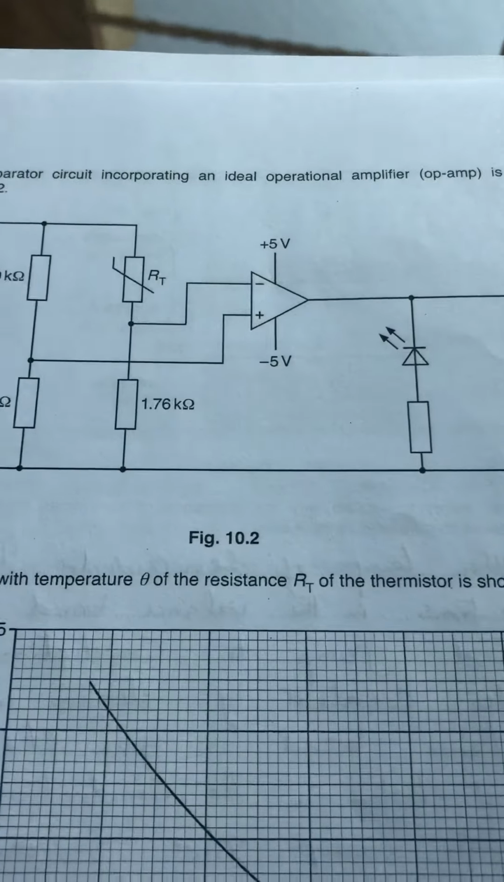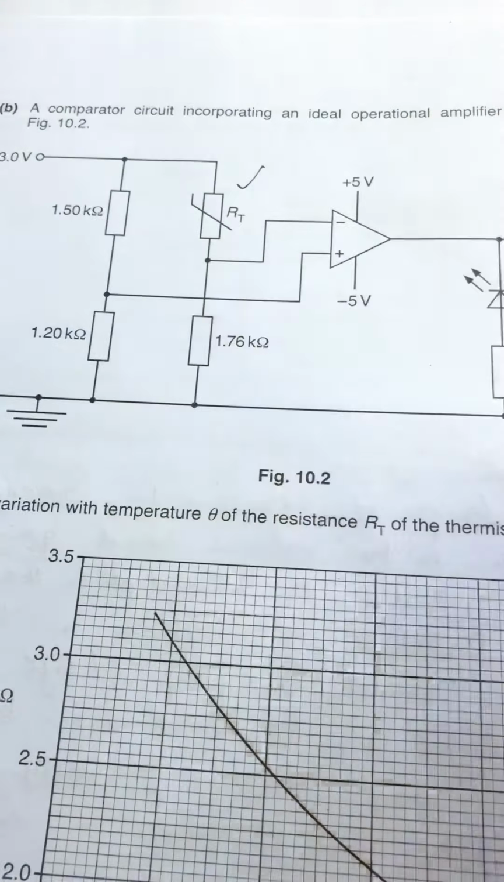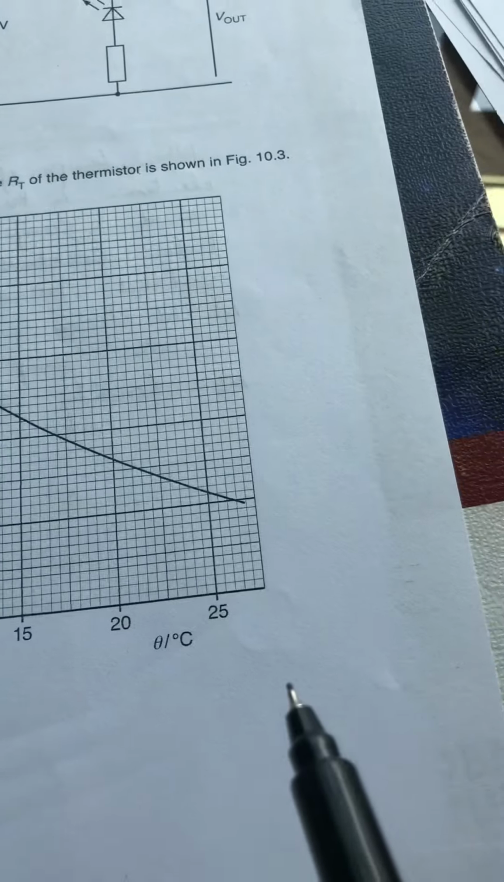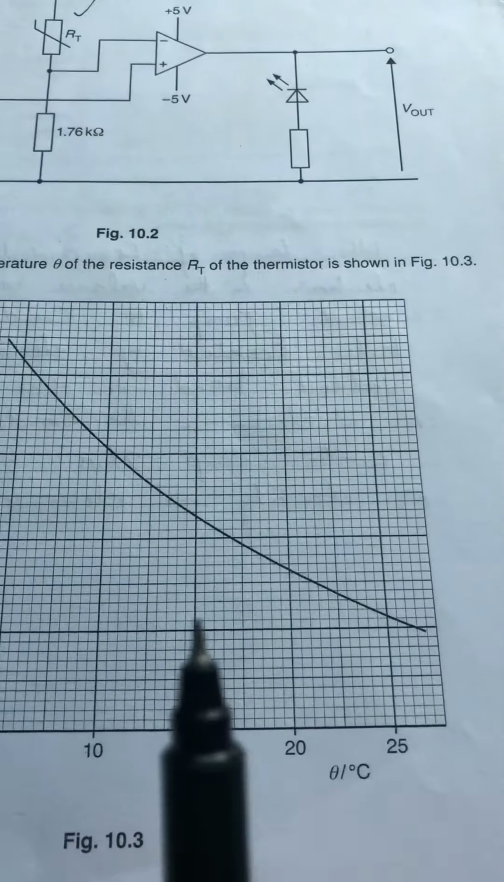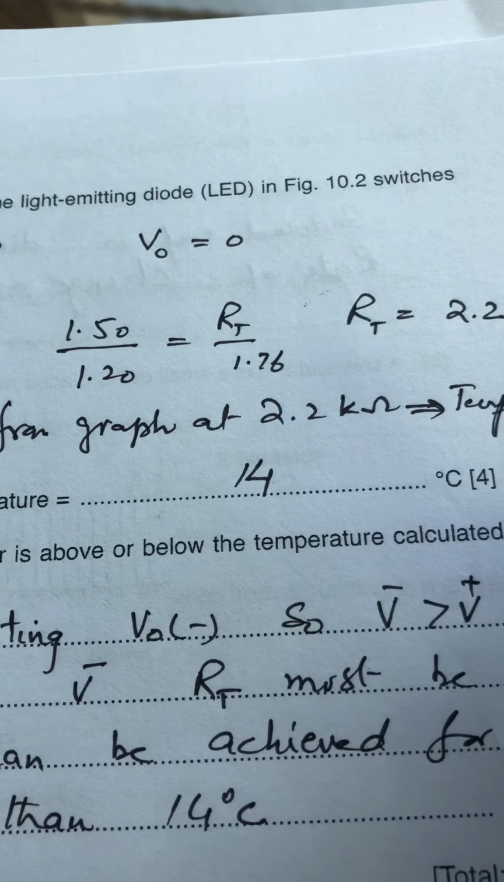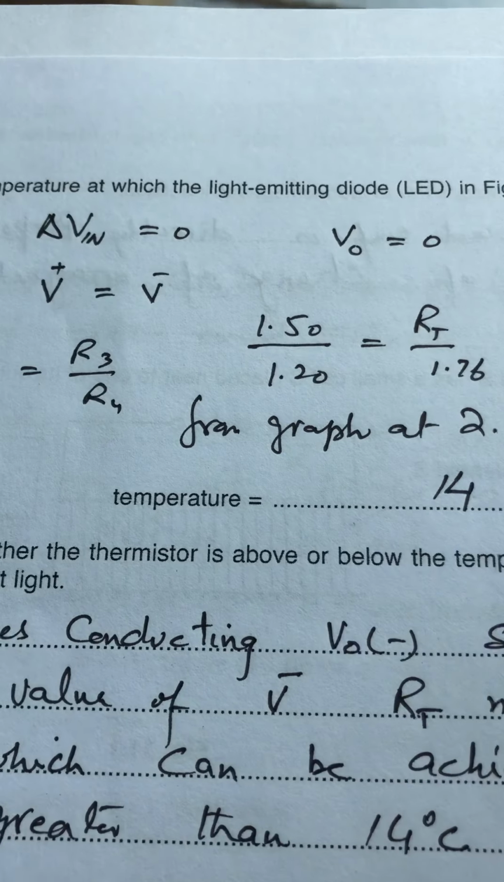And the next part is this operational amplifier. Thermistor is connected here, and this is a graph between thermistor resistance and temperature in degrees Celsius. Now the question is, determine the temperature at which the light emitting diode switches on or off, right?